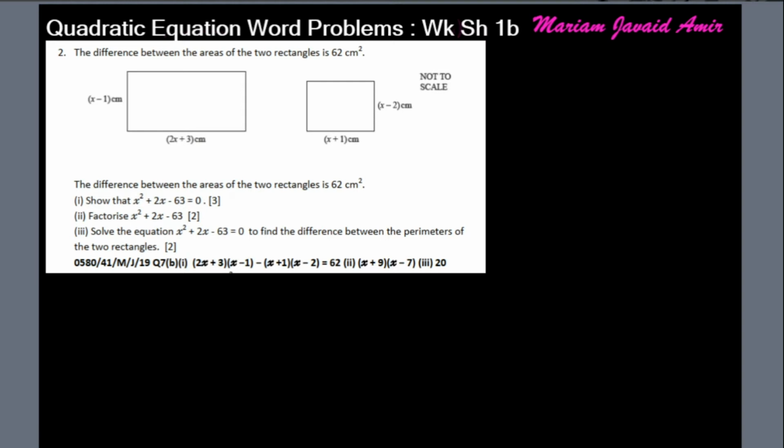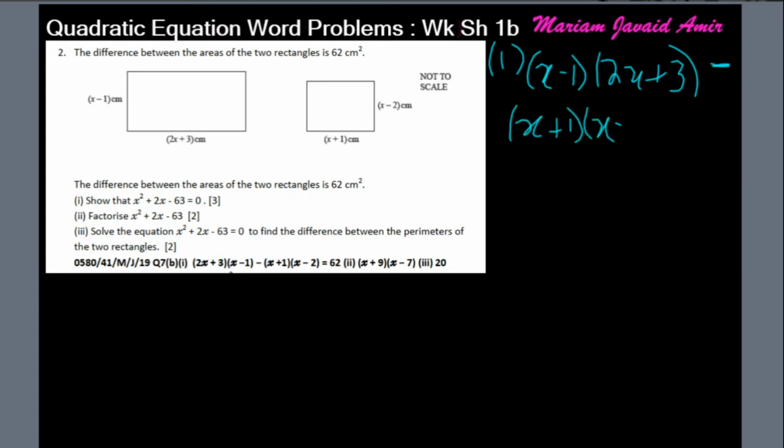Question number 2. The difference between the areas of the two rectangles is 62 centimeters square. Part 1. Show this equation. So for part 1, we're given the difference of areas of the two rectangles. So the first rectangle's area will be length times width minus area of the second rectangle, x plus 1 times x minus 2, and the difference is 62.